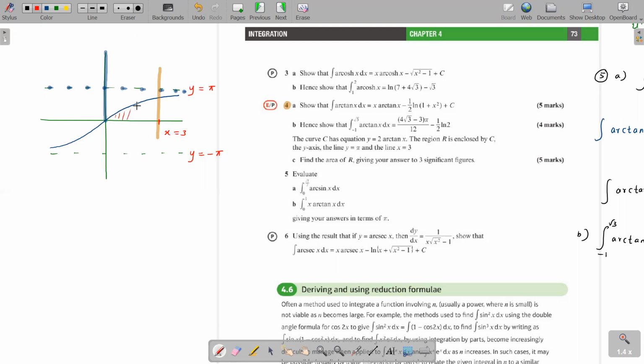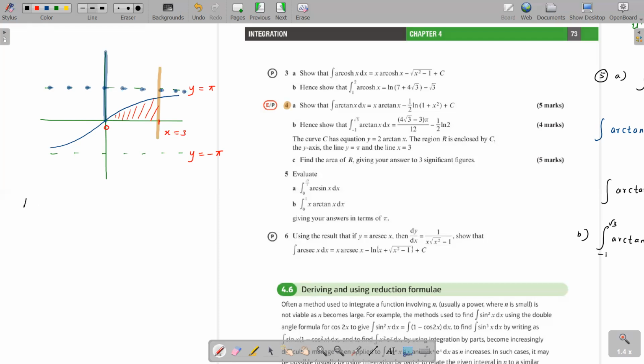So do you see this is the area they're talking about, the region enclosed between the y-axis, the line x equals 3, and y equals pi? Y equals pi, of course, is an asymptote. And the x-axis, right? Okay, so find the area of region R. What are our limits? From 0 to 3. That's your limit.